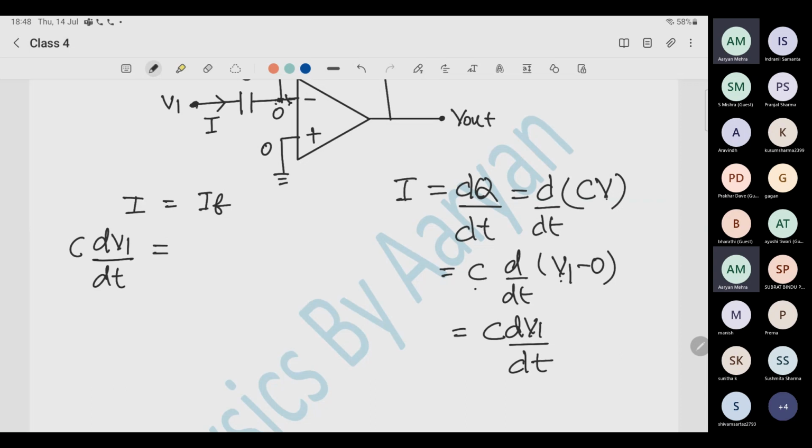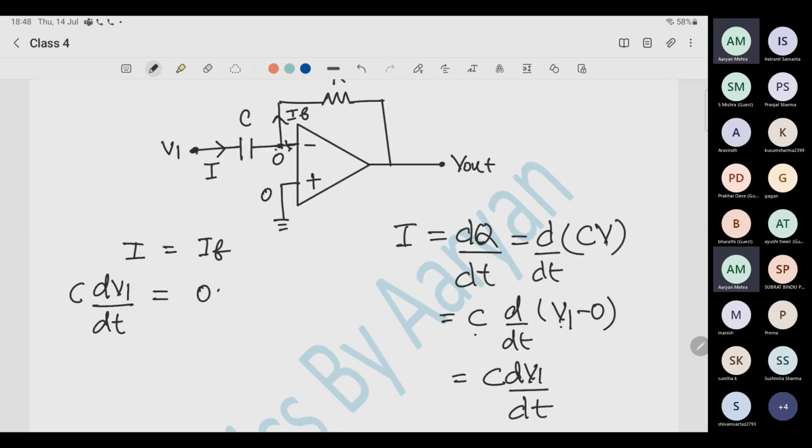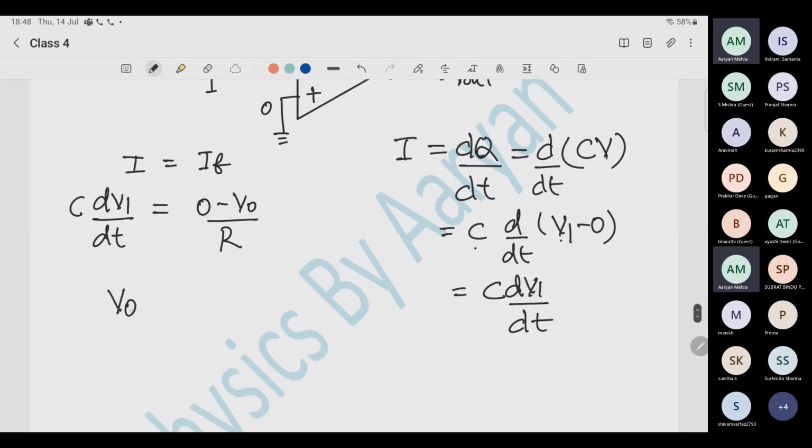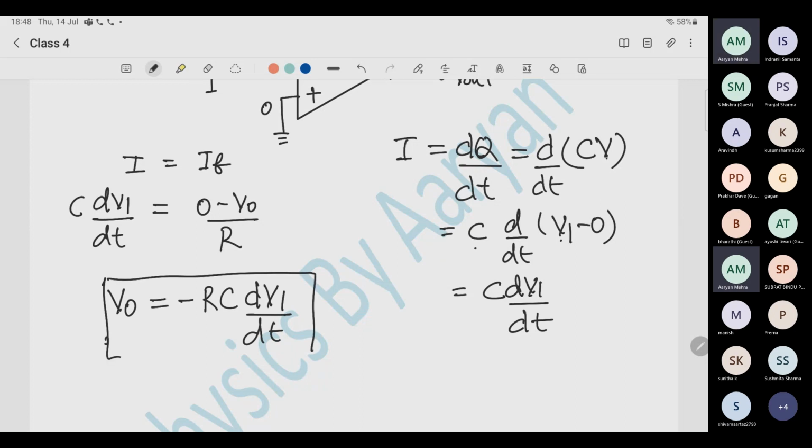Now let's do this. What is IF? It is 0 minus V output by R. Everyone understood that? So V output is minus RC dV1 by dt. So what did you get? The differentiation of the input signal, and this is just a constant multiplied by a constant, doesn't matter. So you are getting the differentiation of your input signal. So everyone understood how the differentiator works?